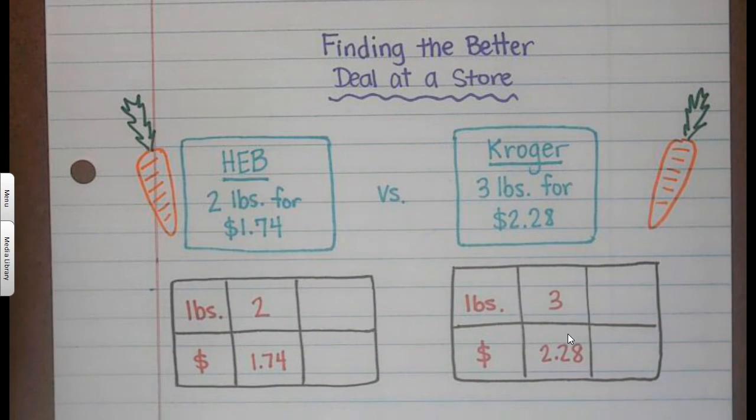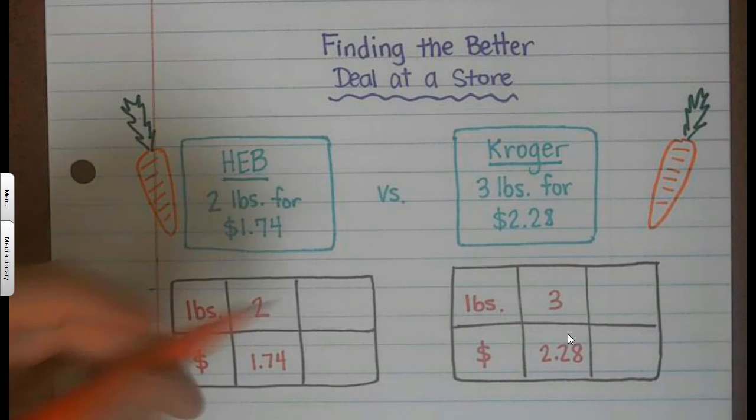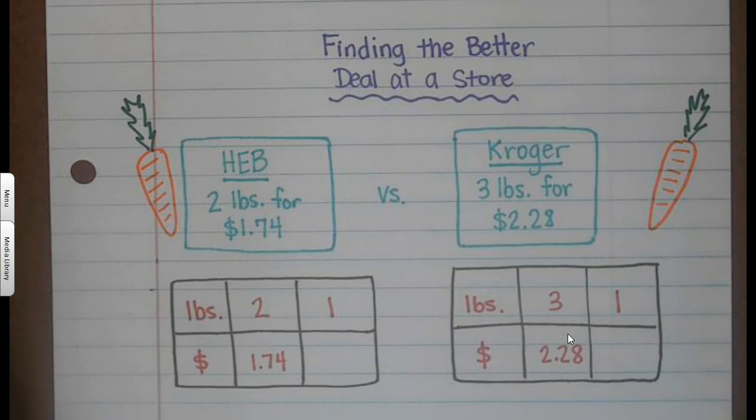The biggest mistake I see on unit rate problems is that my students know you need a third number, but there's only 2 numbers for each store. That's where remembering that unit rate has to do with the number 1 is very important. So we don't care how much they sell 2 pounds for, we care how much they sell 1 pound for. So we're looking for the unit rate, how much for 1 pound. Same thing at Kroger. We don't care how much they sell 3 pounds for. We want to know how much they sell 1 pound for. So anytime you're solving a unit rate problem, one of the numbers in your box should always be 1.